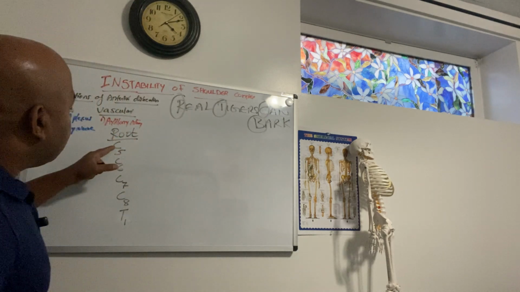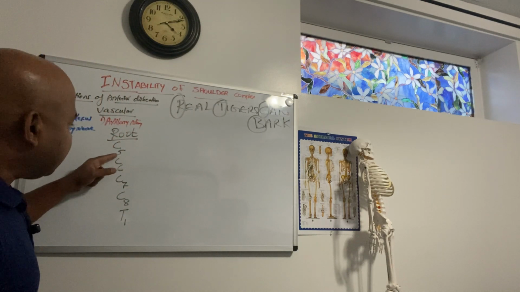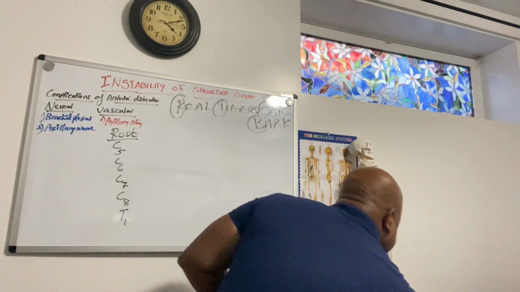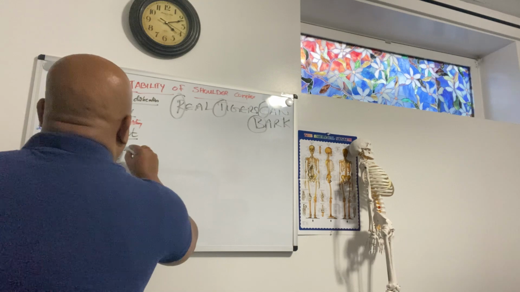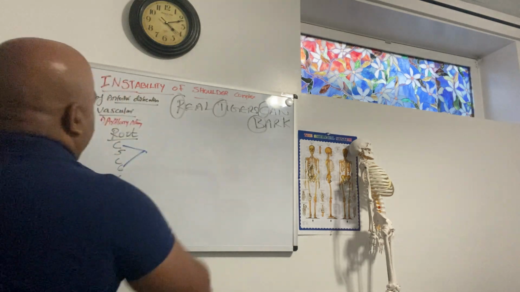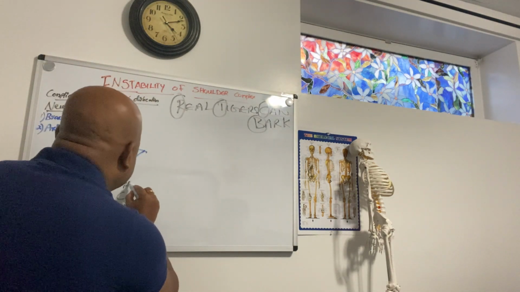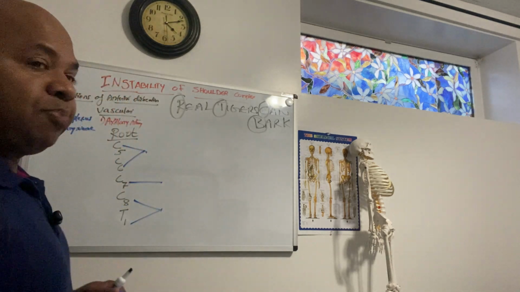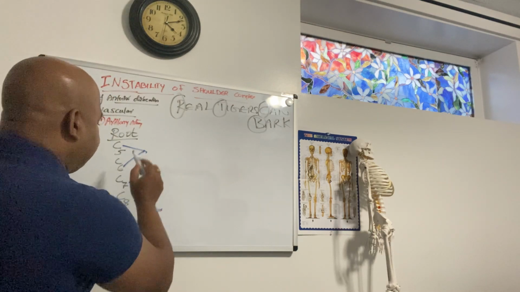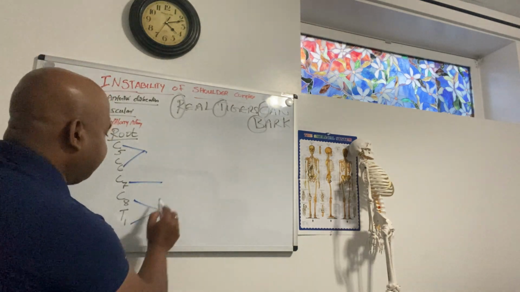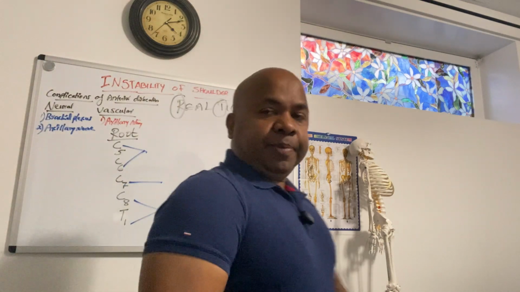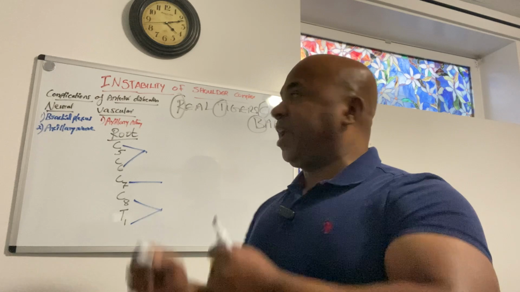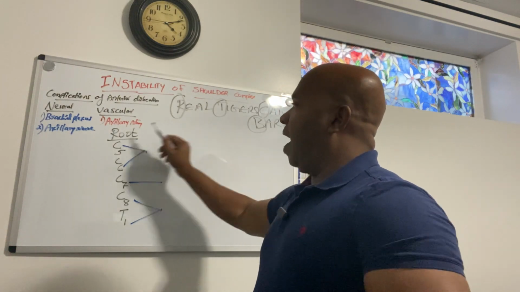So the root of the brachial plexus is formed by C5, C6, C7, C8 and T1. C5 and C6 combine together, C7 stands by himself, and C8 and T1 again form a pair. So these are the roots of the brachial plexus. That is the real, R, roots.